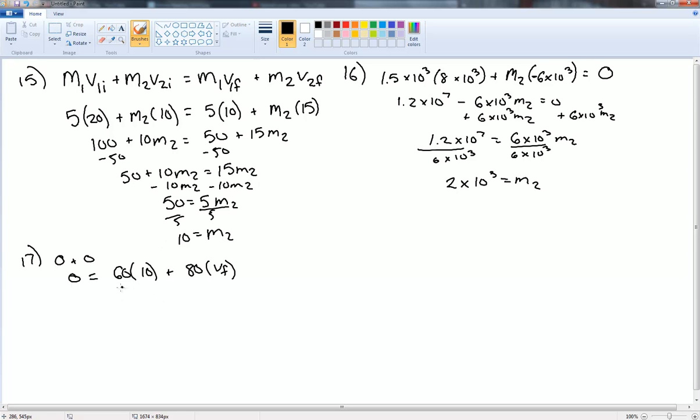So 60 times 10, 600, plus 80 VF equals 0. Subtract the 600 on both sides. So I get negative 600 equals 80 VF. All right. 600 divided by 80. It's going to be 7.5.